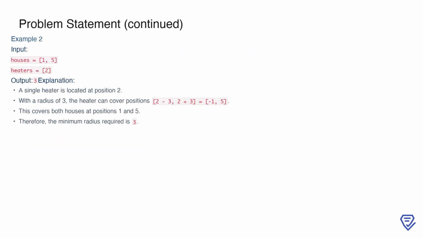Now, let's look at another example where the houses are at positions 1 and 5, and there's only one heater at position 2. In this scenario, a radius of 3 is needed. With this radius, the heater at position 2 can cover from position -1 to position 5. This range ensures both houses at positions 1 and 5 are covered. Since no smaller radius would work, the minimum radius required in this case is 3.